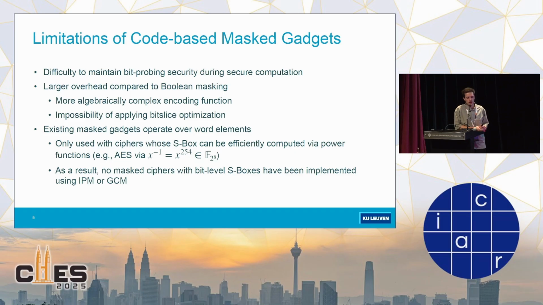Also, the existing masked gadgets are defined to work over word elements. This is why they're only used with ciphers whose S-box can be efficiently computed with a power function over the word. This is why you often see papers on IPM or code-based masking that use AES, just because the inverse for the S-box can be efficiently done. As a result, there are no masked ciphers with bit-level S-boxes that have been implemented with IPM or code-based masking.